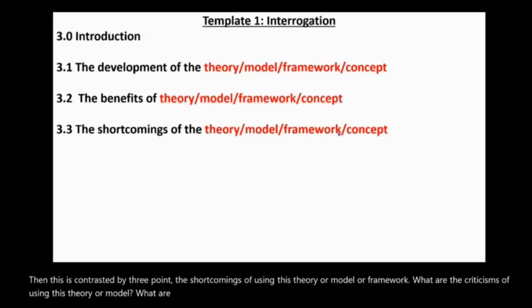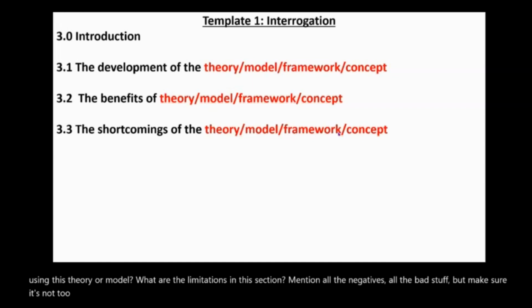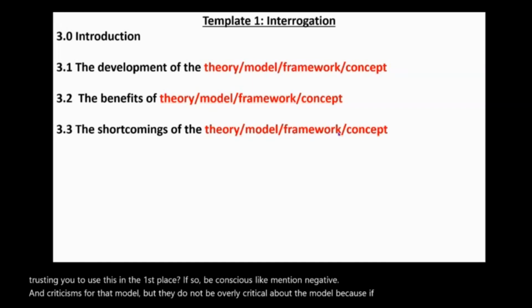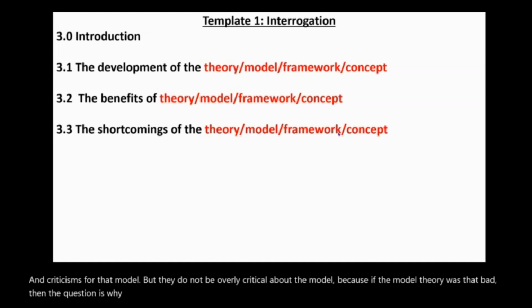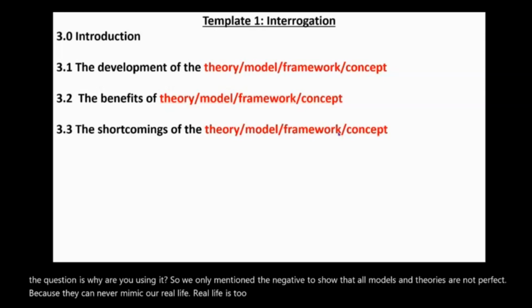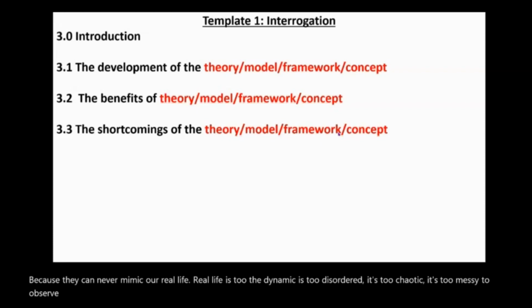What are the limitations? In this section, mention all the negatives, all the bad stuff, but make sure it's not too negative. Why do you need to avoid being too negative in this section? Because if the model or theory was that bad, then the question is, why are you using it? So we only mention the negatives to show that all models and theories are not perfect, because they can never mimic our real life. Real life is too dynamic, it's too disordered, it's too chaotic, it's too messy to observe. Theories and models are just a simplification of real life, but it's not real life.